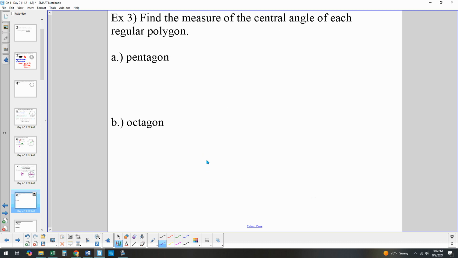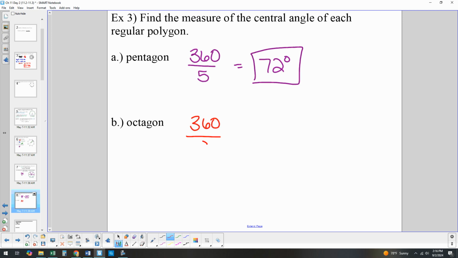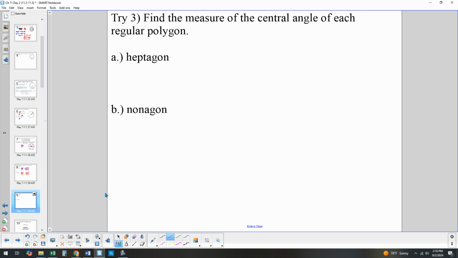So for example 3, let's find the measure of the central angle of a pentagon. N would be 5 in a pentagon. So 360 divided by 5 is 72 degrees. For an octagon, n is 8. So I would do 360 divided by 8, or 45 degrees. It is possible for our central angle to be a decimal. If it is, we'll just round it to the hundredth. I'm telling you that because you're going to have to do that in the tries if you choose to do them. So here's some problems to try. Pause if you'd like. Answers are posted online.